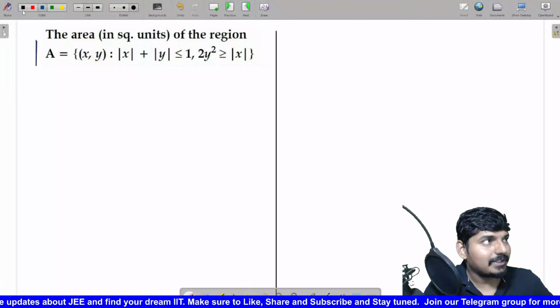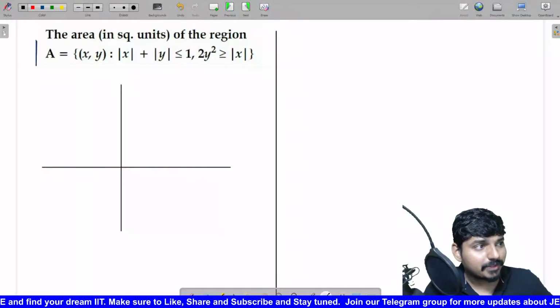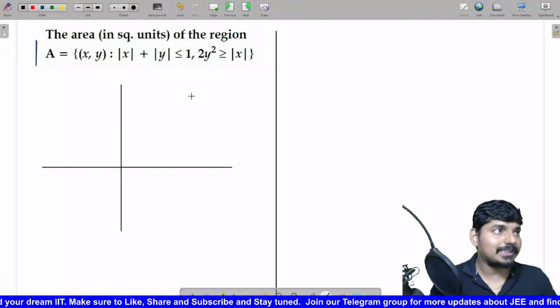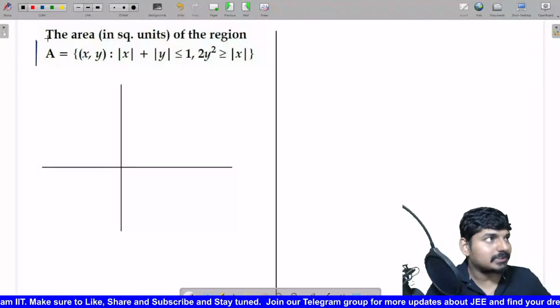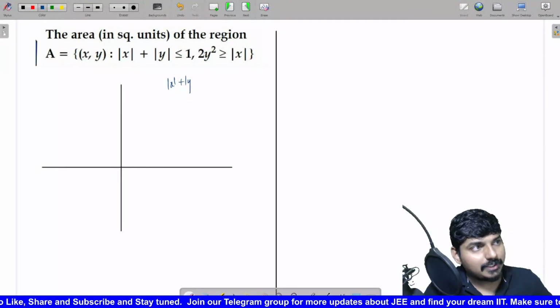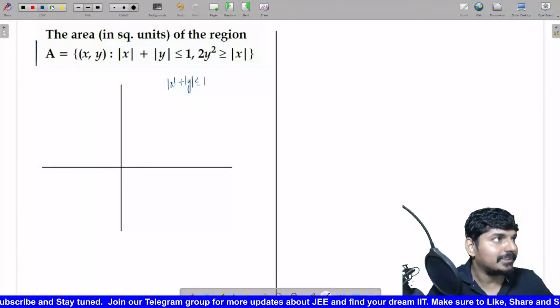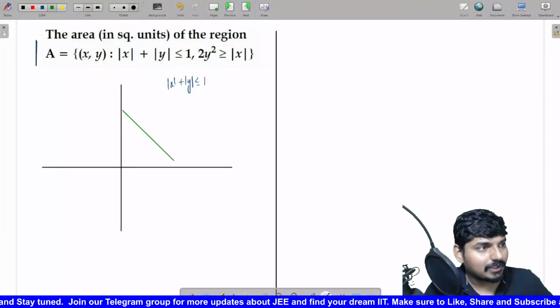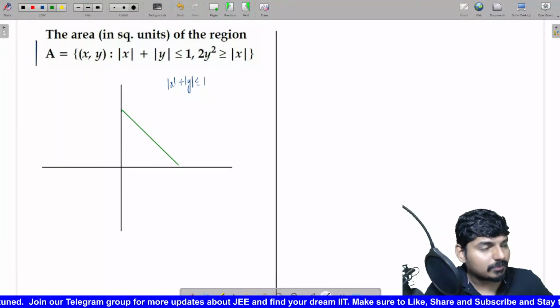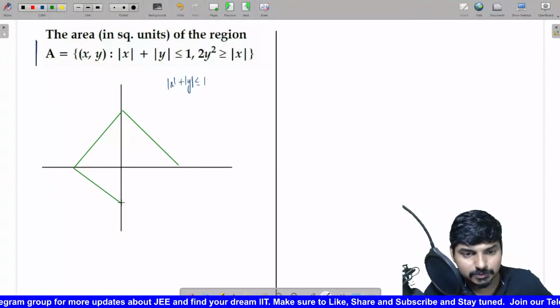First आप क्या करेंगे? Let me plot the graph of mod x plus mod y less than or equal to 1. And guys, remember, when you take mod x plus mod y less than or equal to 1, you end up getting a square, everyone. A square which is going to be in this way. You see, you get a square which is going to be formed by four lines. I'll tell you what those four lines are going to be.